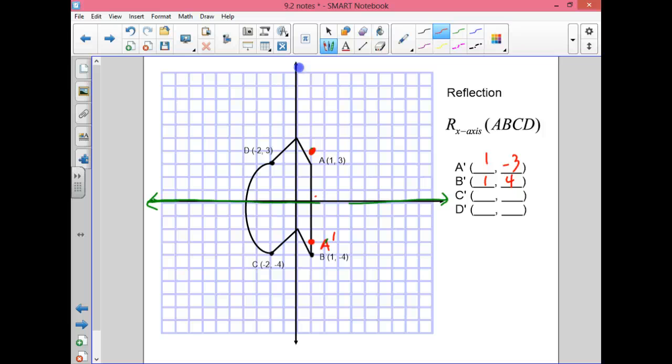All right, C then. C right now is 3 units. No, that's 4. So we're going to go 4 in the other direction. All right, so the new C prime is -2, 4. And then D prime should be at -2, -3.